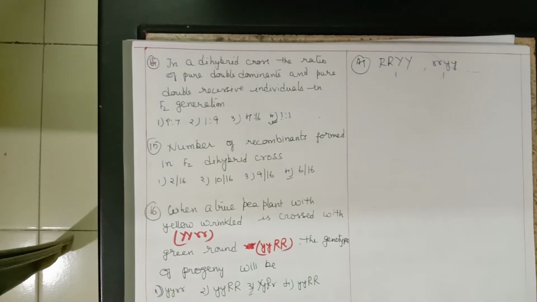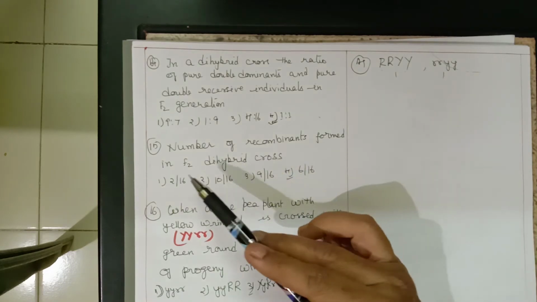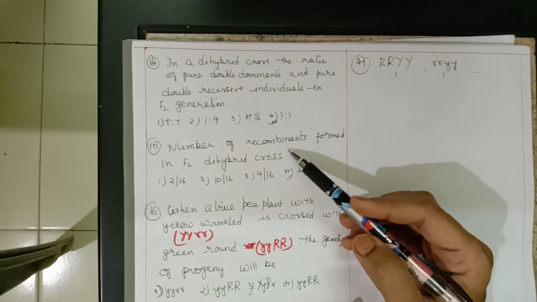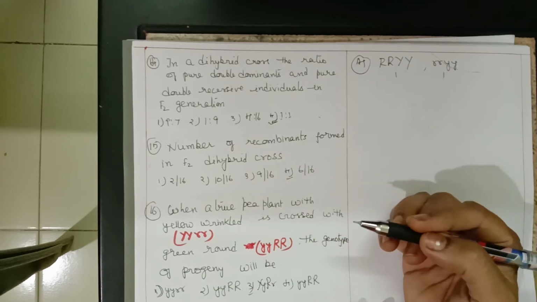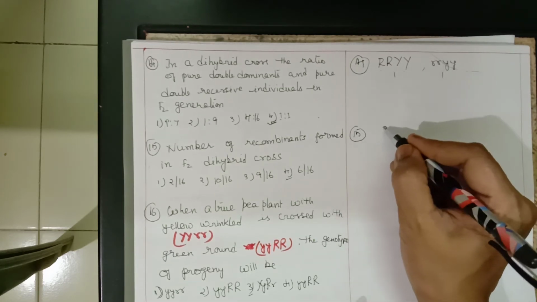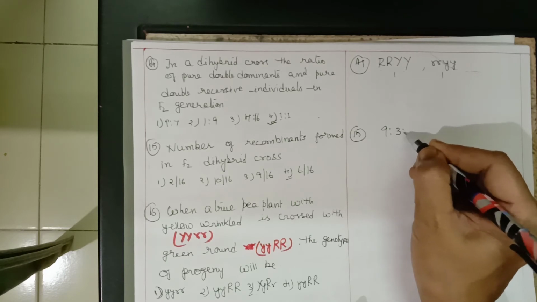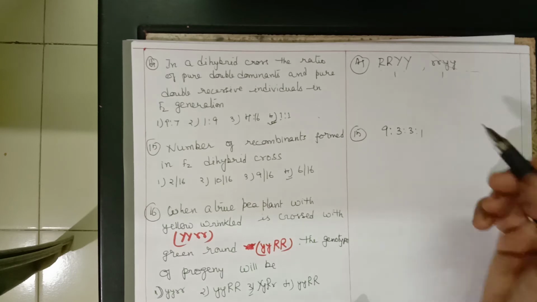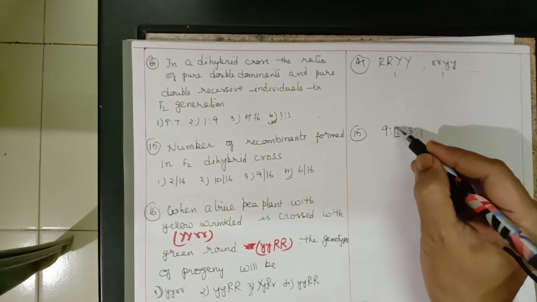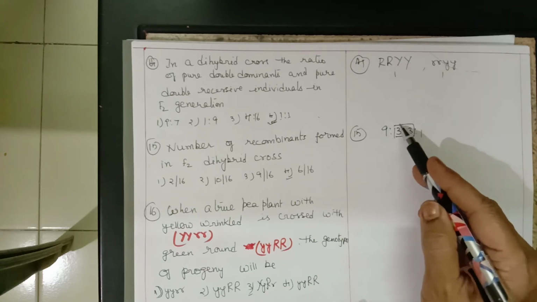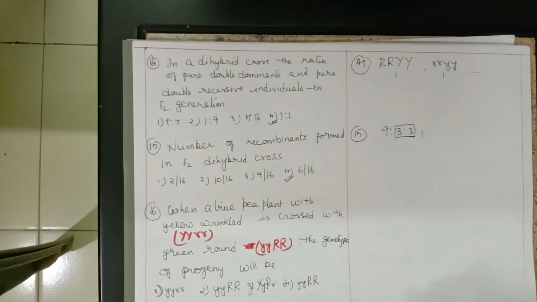Now the next one is the number of recombinants formed in an F2 dihybrid cross. Here we have to take phenotypic recombinants. You know the dihybrid phenotypic ratio is 9:3:3:1. In this, the 3 and 3, that is 6, are recombinants, out of a total of 16. So we can give the answer as 6/16.